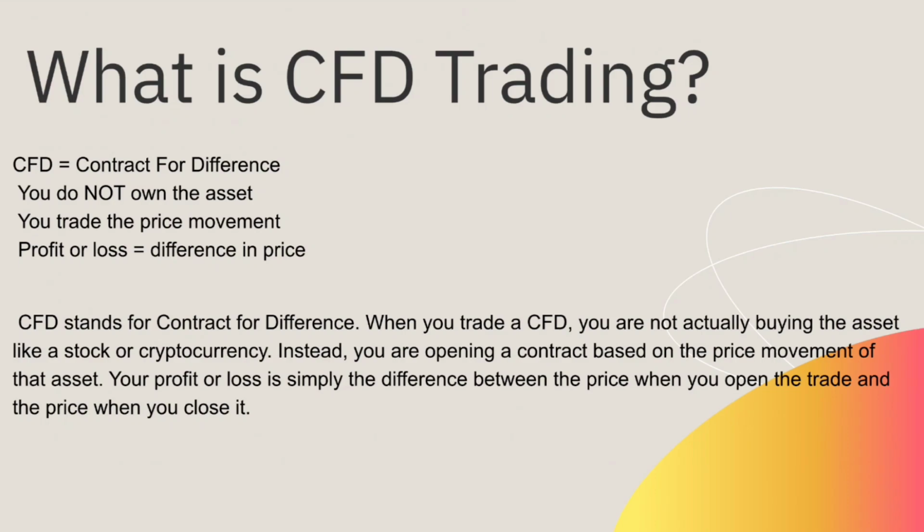What is CFD trading? Well, CFD simply stands for contract for difference. In a CFD trade, you do not own the asset. You trade the price movement, and your profit or loss will depend on the movement in price. CFD itself simply means that you are going to be buying a position where you're not actually buying the underlying asset, unlike in stocks or cryptocurrency. Instead, you're opening a contract based on the price movement of that asset, and your profitability or loss is simply the difference between the price that you open the trade at and the price when you close it.